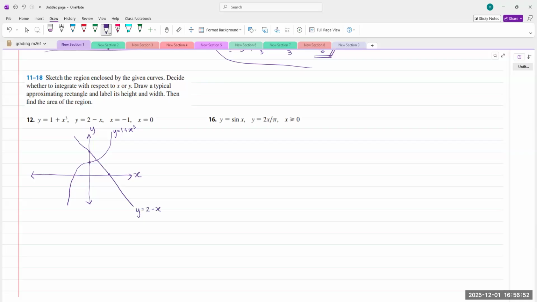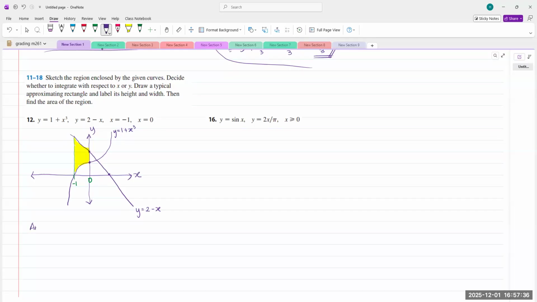So this is y equals 2 minus x, between x equals -1, so this is x equals -1 here, to x equals 0. So the region they want us to take care of is only this part, from x equals -1 to x equals 0. Right? Okay, so yes, we will just integrate with respect to x.